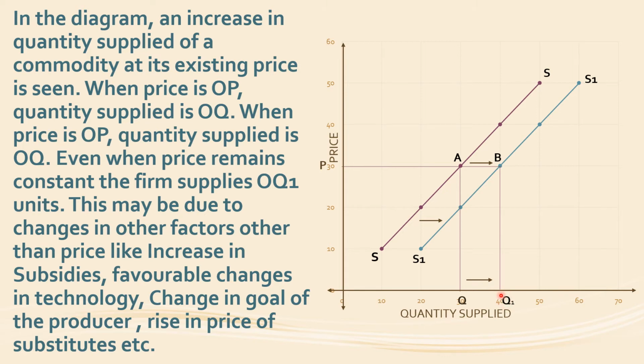This may be due to changes in factors other than price, like increase in subsidies, favorable changes in technology, change in the goal of the producer, rise in the price of substitutes, and so on.